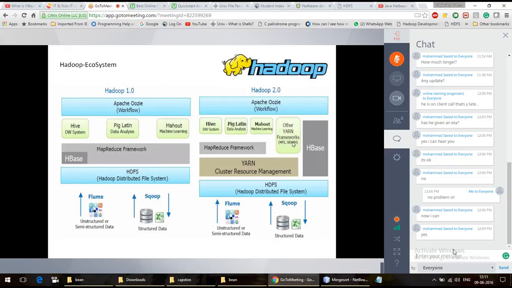Because Pig, Latin and Hive are completely into data warehousing systems. There are not any solutions provided. But when it comes to YARN, YARN completely accepts multi-cluster resource management.